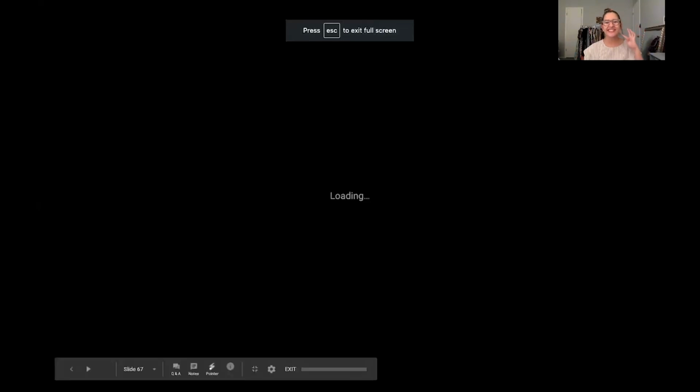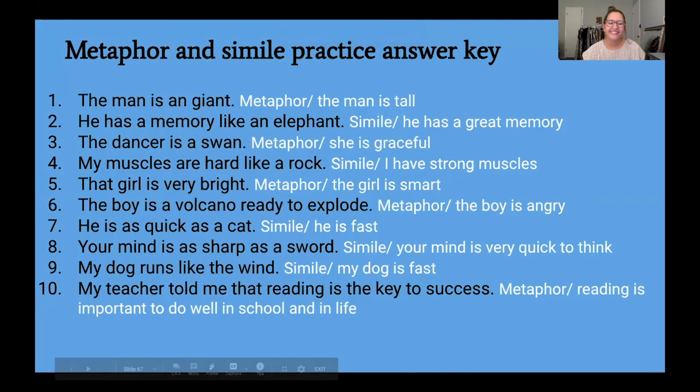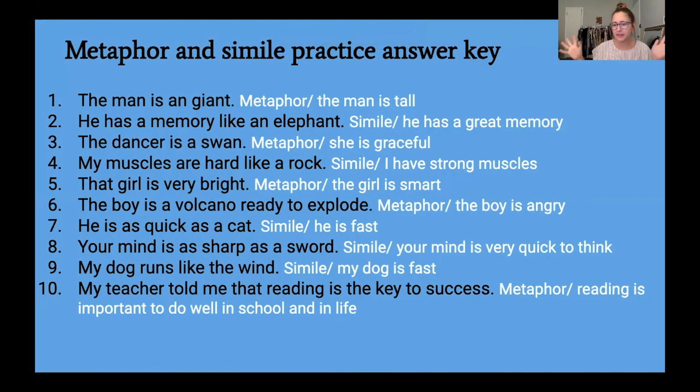So number 10 is actually a metaphor because we're seeing that the teacher told me that reading is the key to success. So we're comparing reading, and then we're comparing a key that opens a success door. See, two separate things. And basically what that means is that reading is important, and it is important to be successful, whether it's in school or just in life. If you're a good reader, you're successful, might be what that's saying. So this is our list.